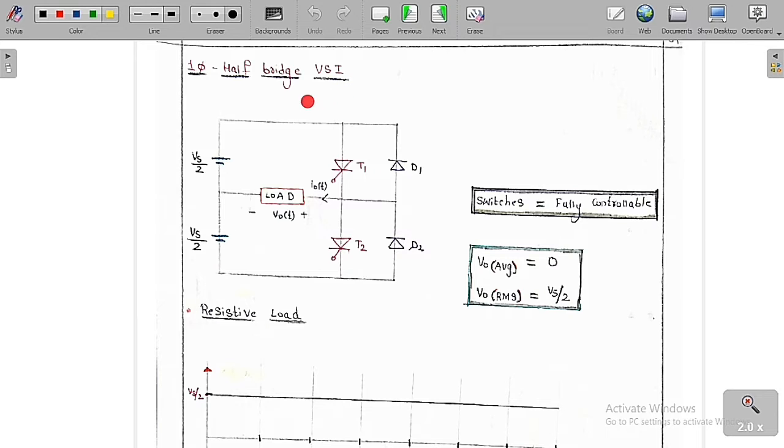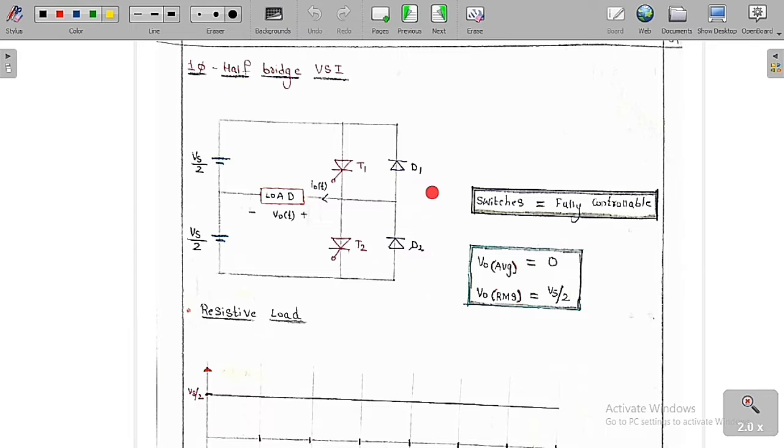And it is called a voltage source inverter because it converts a DC voltage into an alternating voltage. Simply we can say that we are converting a constant DC voltage to an AC voltage. So it is called a single phase half bridge voltage source inverter. This is the diagram of the single phase half bridge voltage source inverter, where this is Vs by 2 and this is Vs by 2, and these are thyristors T1 and T2, and these are the freewheeling diodes D1 and D2.